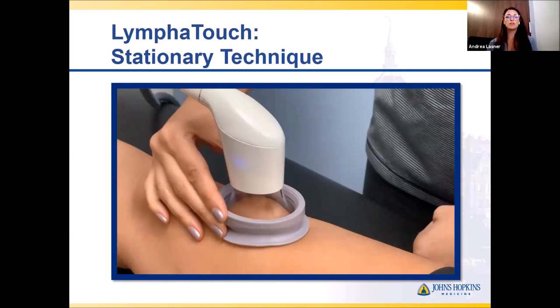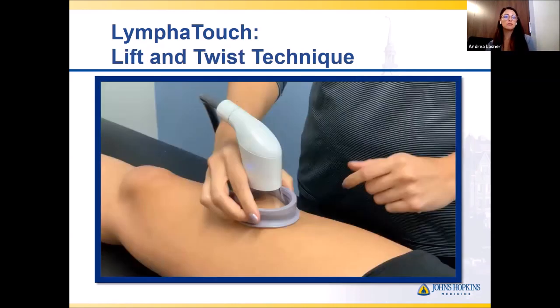When using it for effusion or swelling management, you're just doing a couple of pulses in and around the joint and moving distal or proximal, making sure you're opening all of the correct areas of the lymphatic system to move that lymphatic fluid out of the area.